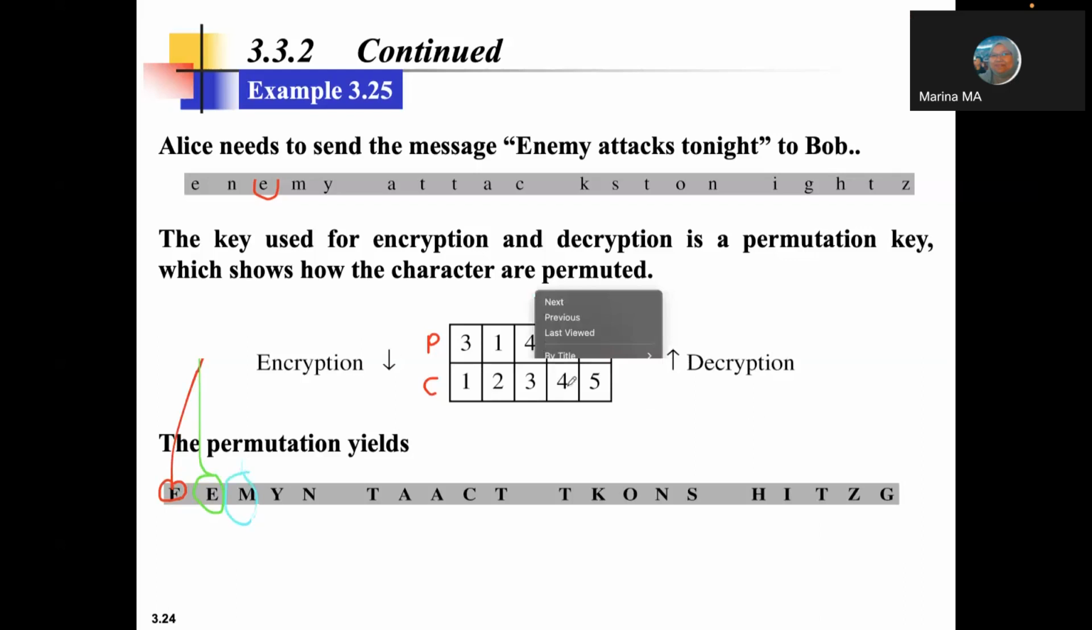So at Bob's, what does Bob do? Bob will decrypt. So when Bob decrypts, the fifth position in the ciphertext, 1, 2, 3, 4, 5, the fifth position in the ciphertext becomes the second in the plain text. See? It becomes the second in the plain text. So that is key transposition.